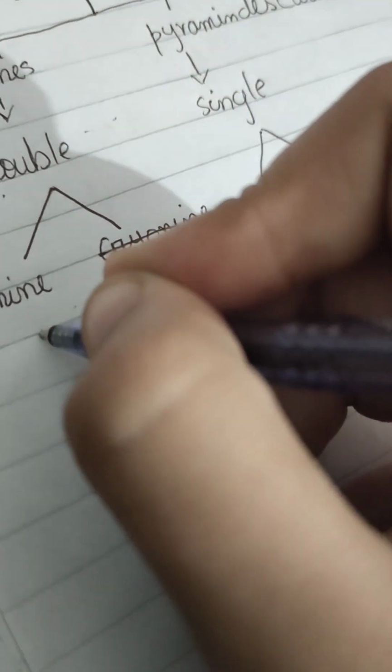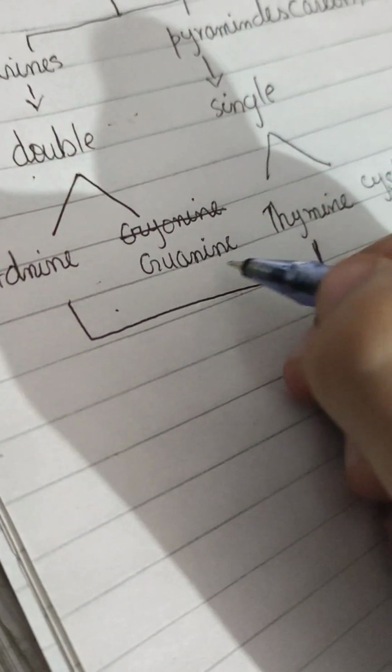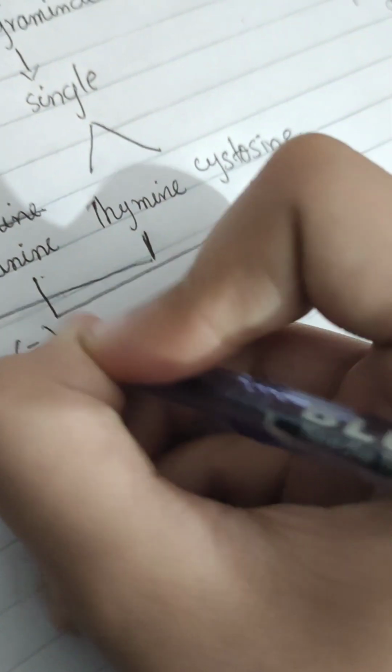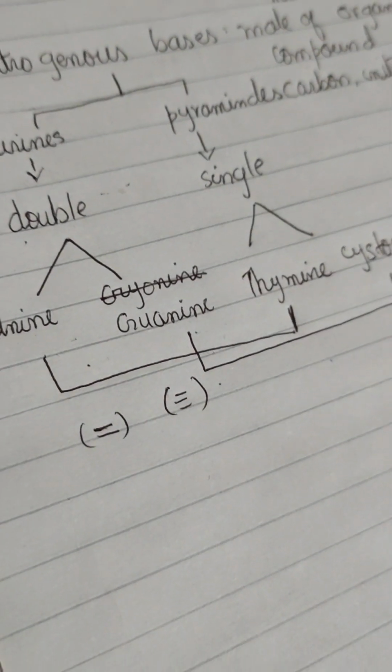So what are the conditions in the DNA, like which of these four nitrogenous bases are going to make bonds with each other? There is a rule that adenine always forms a bond with thymine, and guanine always forms a bond with cytosine. The bond between adenine and thymine is always a double bond, and the bond between guanine and cytosine is always a triple bond. These are some basic points about the DNA.